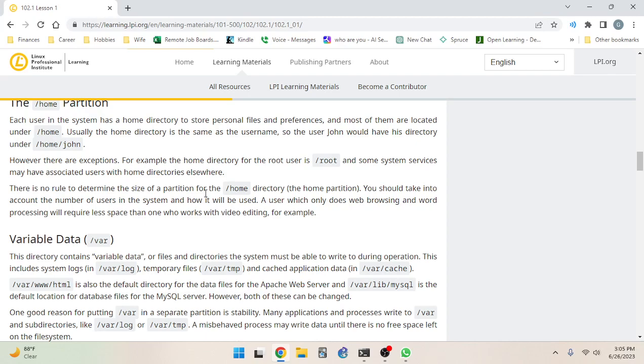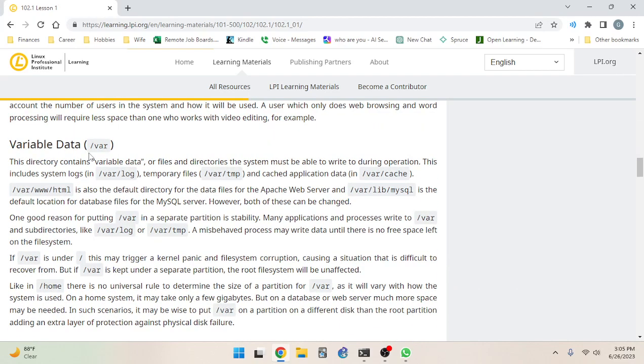There is no rule to determine the size of a partition for the /home directory, the home partition. You should take into account the number of users in the system and how it will be used. A user which only does web browsing and word processing will require less space than one who works with video editing, for example.